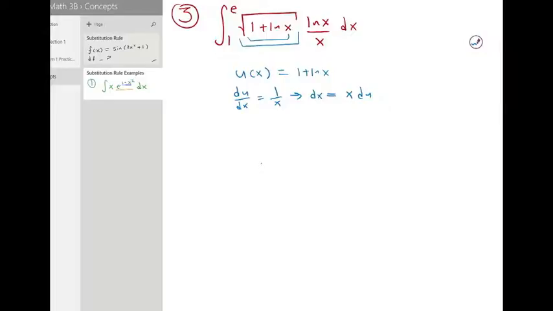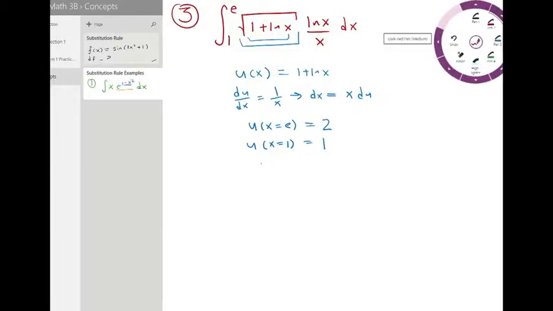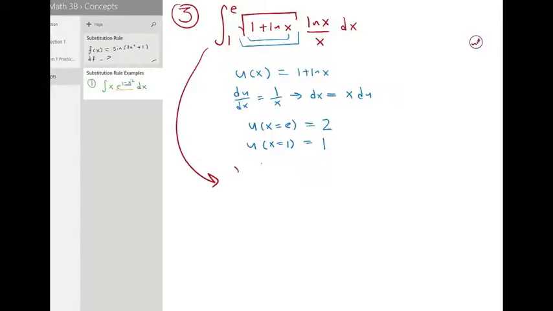And since this is a definite integral, we have to find the u limits. u of e is 1 plus ln e. ln e is simply 1. So 1 plus 1 is 2. And then we have u of 1, which is 1 plus ln 1. ln 1 is 0, so 1 plus 0 is 1. So now we can rewrite our integral with our new u limits, 2 and 1.